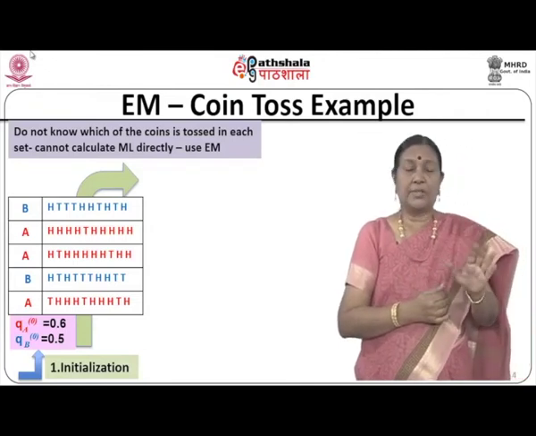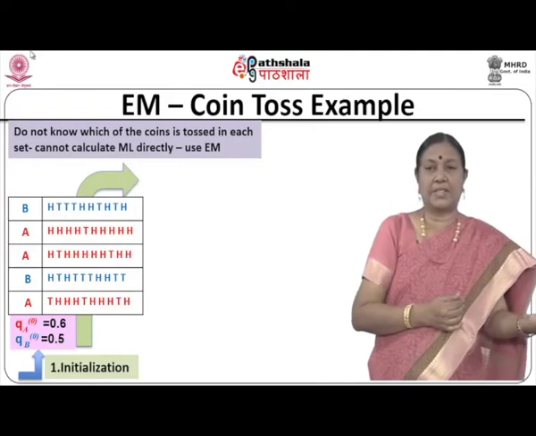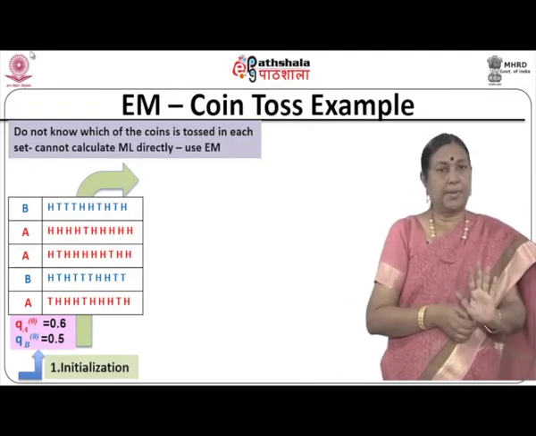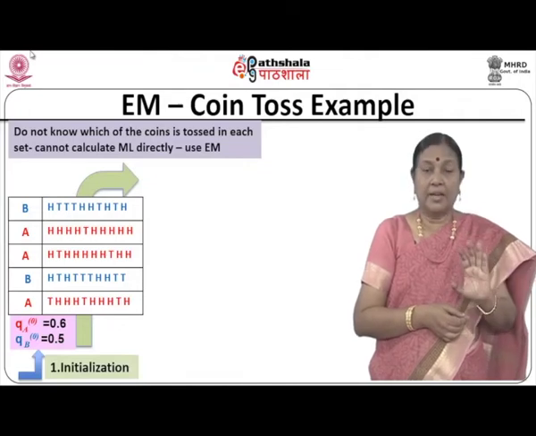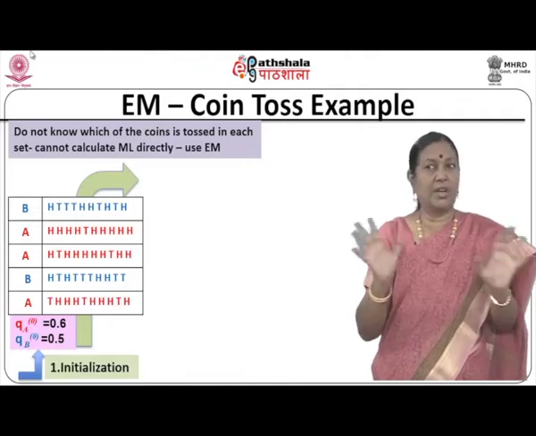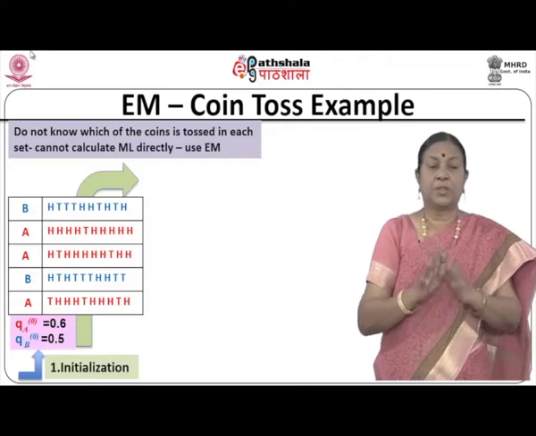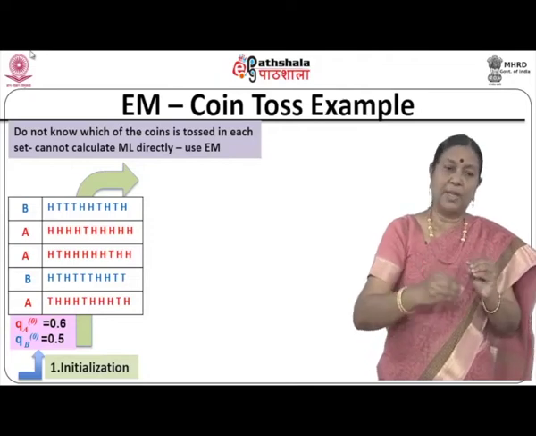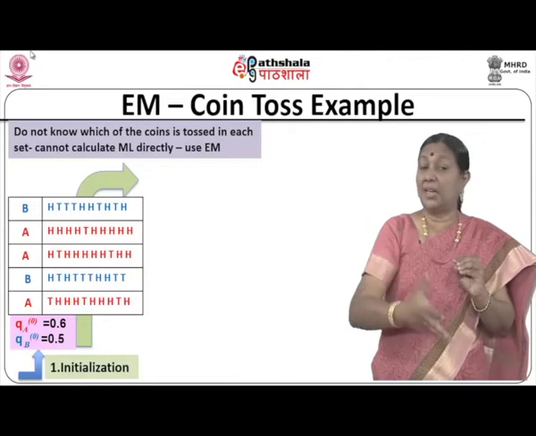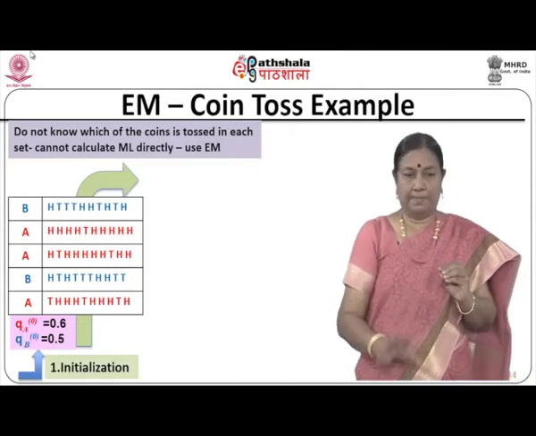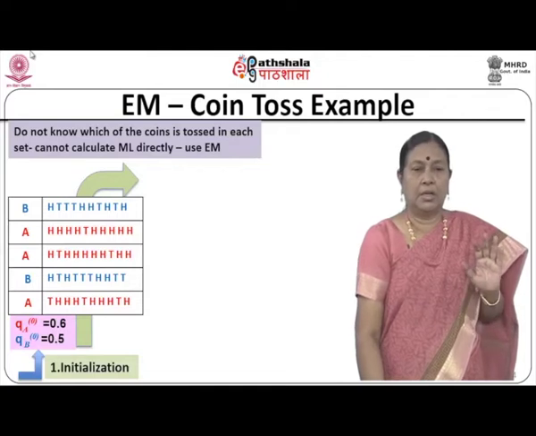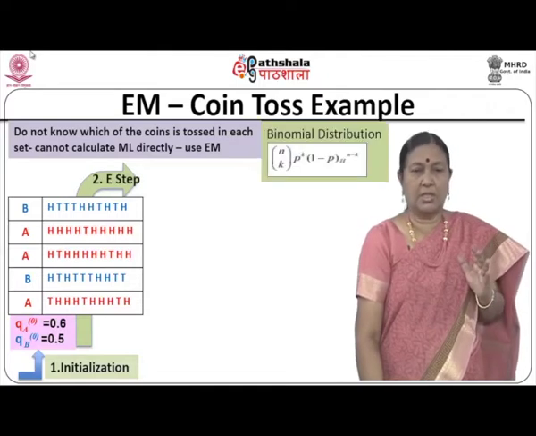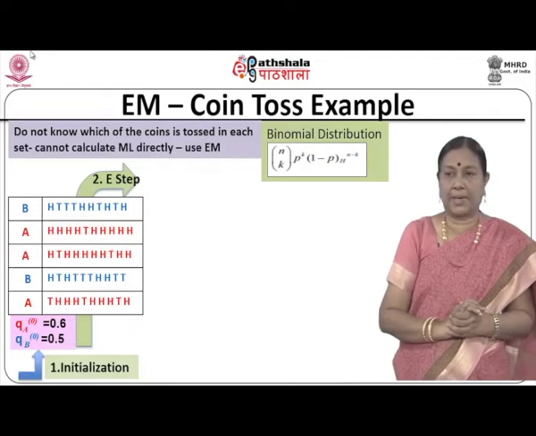So, as in the previous slide, we are still calculating the maximum likelihood only for QA and QB, the probability of heads, but we do not know which coin is tossed. So, we cannot calculate directly. So, we assume an initial value for QA and QB, that is 0.6 and 0.5. Now, we do not know which of the coins is tossed, so we have to do the expectation step.